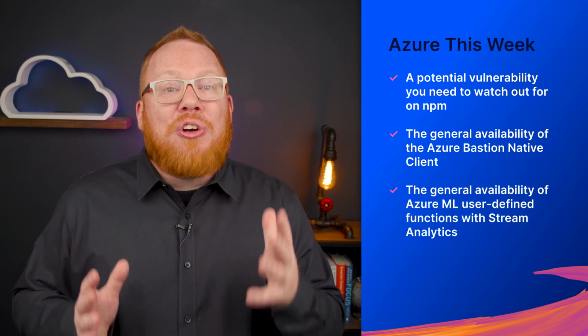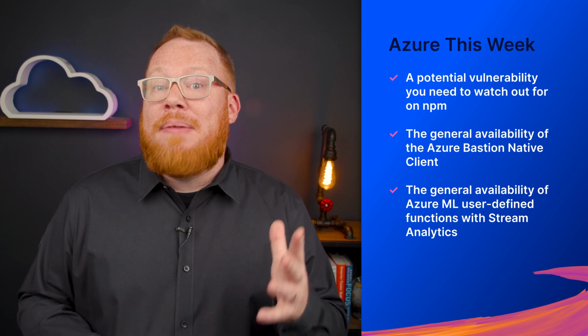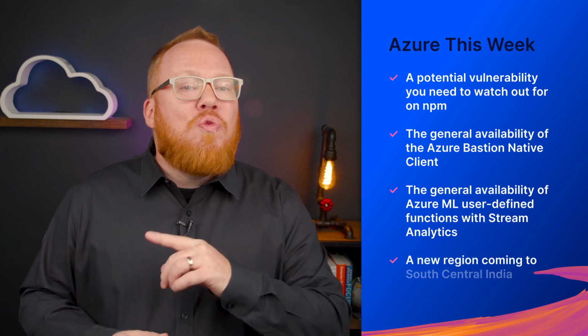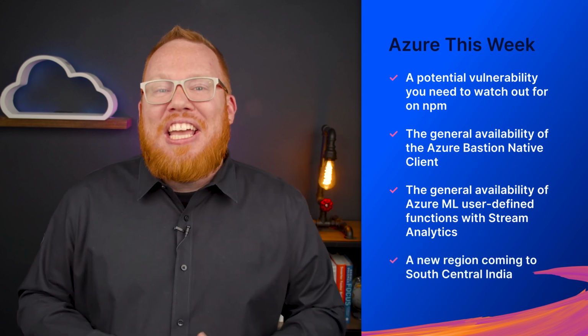The cloud never seems to slow down, so I've got several items I'll be covering this week, including a potential vulnerability you need to watch out for on NPM, the general availability of the Azure Bastion native client, the general availability of Azure ML user-defined functions with Stream Analytics, and a new region coming to South Central India in the future. We got a lot to get to, so let's jump right to the news.